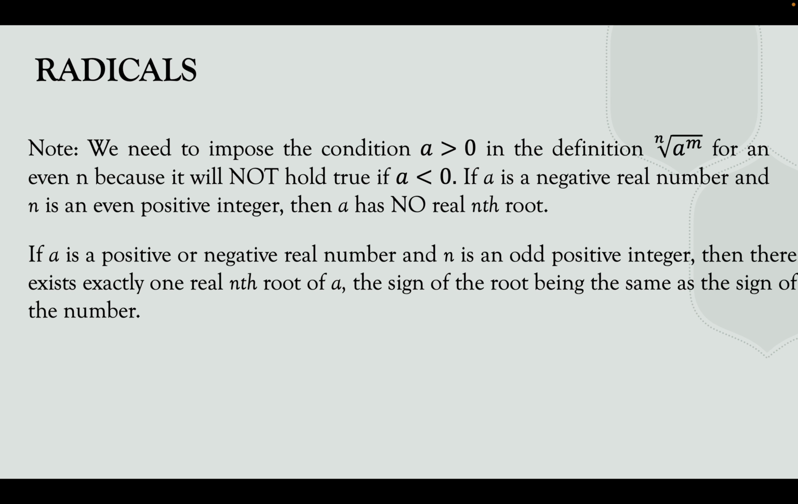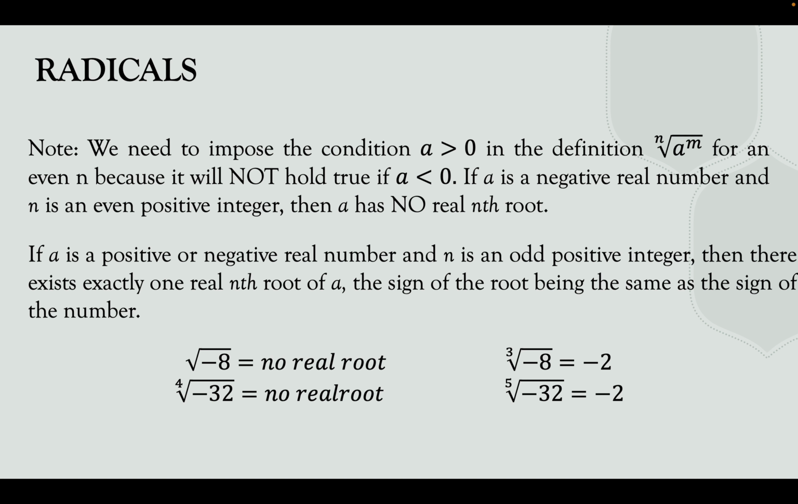If a is a positive or negative real number and n is an odd positive integer, what is an odd positive integer? 1, 3, 5, 7, 9, and so on. Then there is exactly one real root of a, the sign of the root being the same as the sign of the number.